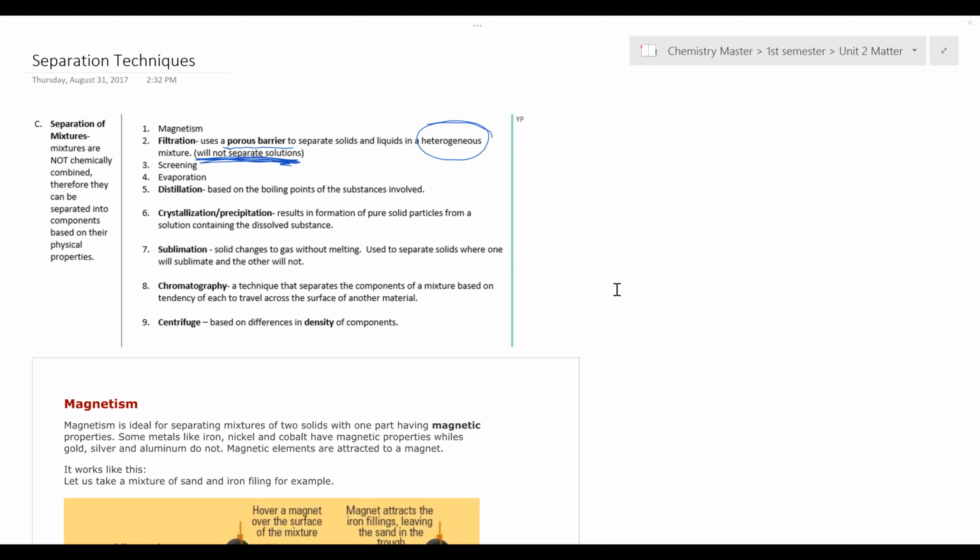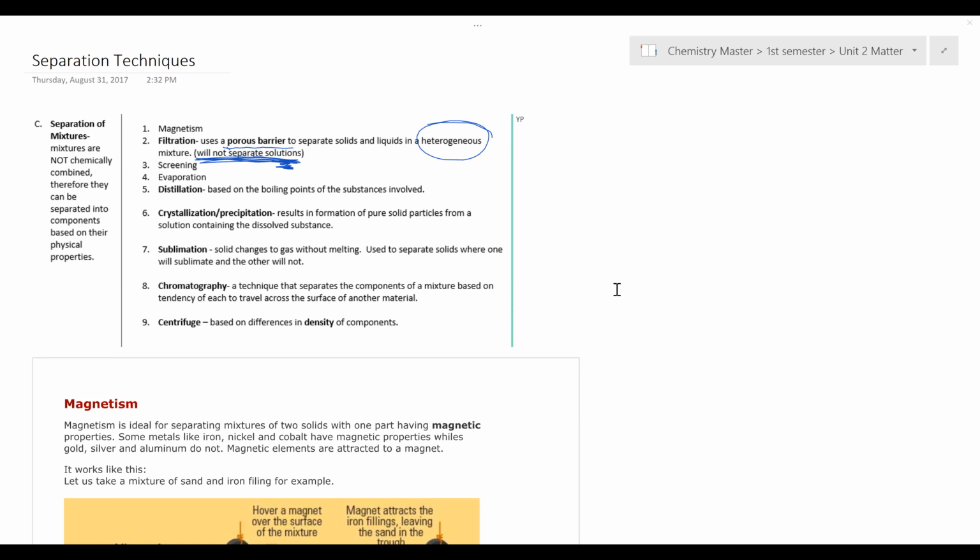Why do you think it won't separate solutions? Because solutions are the same thing and there's nothing to separate. Well, there's stuff in there, but what do you know about the stuff inside of a solution? The particles are too small. They're too small. So just think about that. If a filter is a paper with itty bitty holes, then the stuff in the solution must be itty bitty. It's super, super tiny.